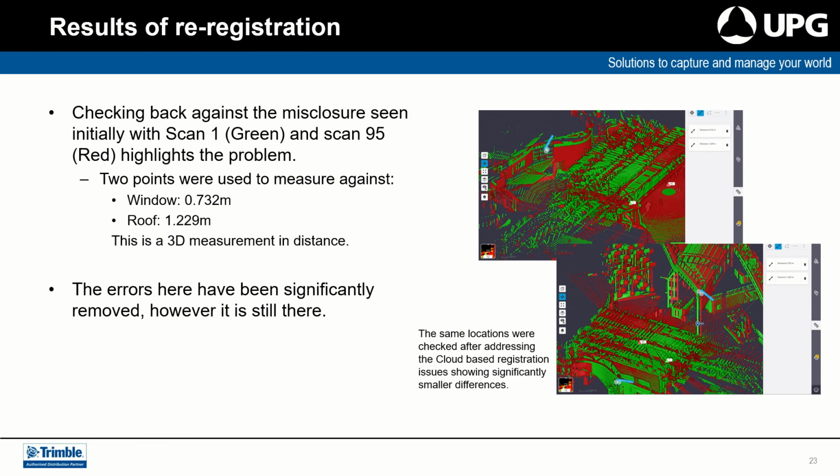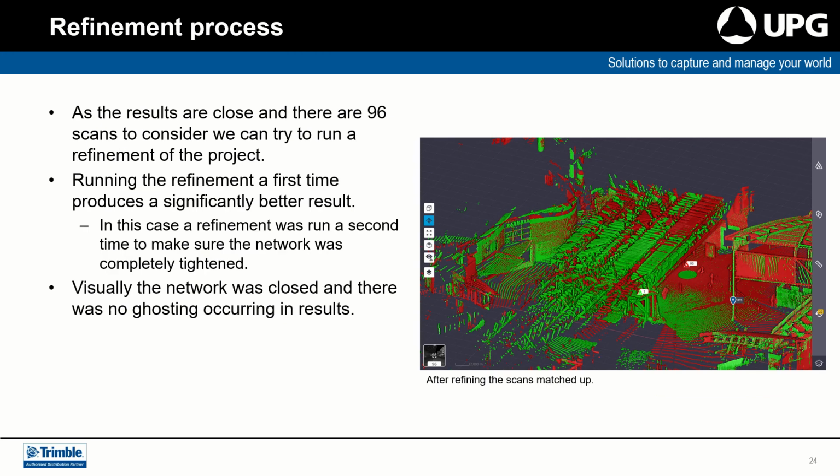After fixing the misclosure between those two scans, the window was now 0.7 meters out and the roof points were 1.2 meters out. And we significantly removed a large portion of the errors. However, there is some of the error still there.